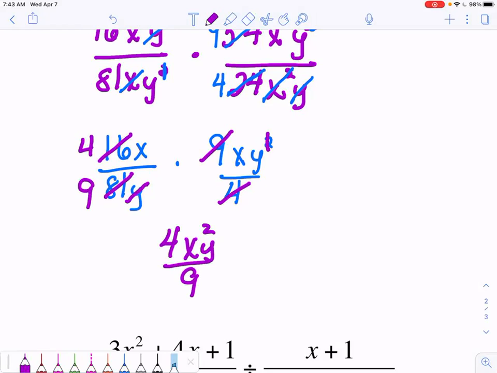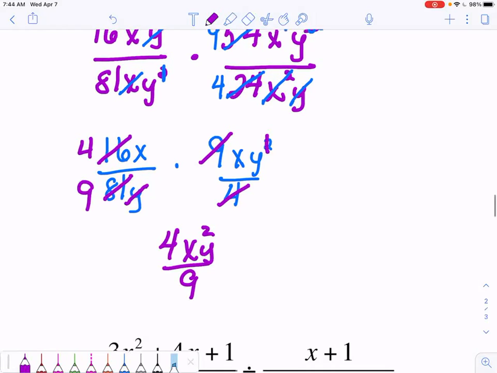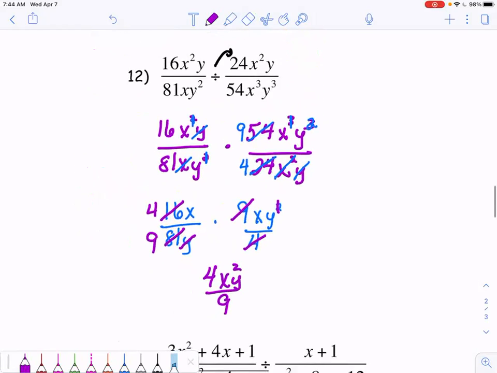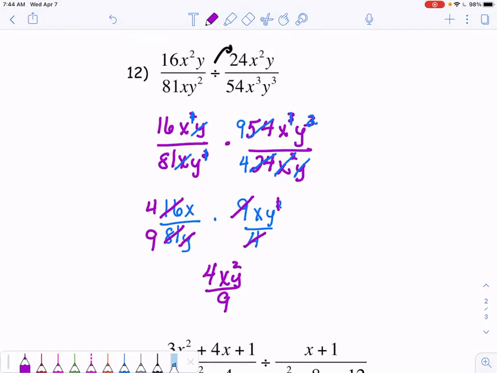So reduce within the fractions and then reduce diagonally. Cross cancel those terms, both the numbers and the variables. So we end up with 4x squared y over 9. Again, that's one way that you could do it. There's many ways. It depends on what you see first. But that would be a good starting point. Reduce within its own fraction and then cancel diagonally. Questions?